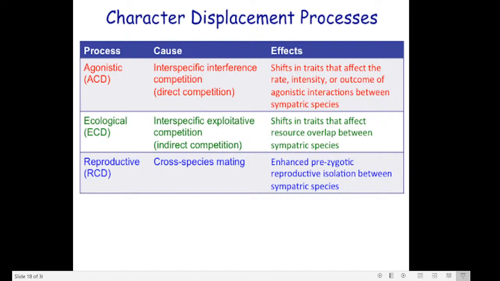Then reproductive is cross-species mating. Cross-species mating enhances the prezygotic reproductive isolation between the sympatric species. So of the three types, agonistic affects the rate, intensity and outcome. Ecological character displacement affects the resource overlapping. And reproductive character displacement enhances the prezygotic reproductive isolation. It's a very conceptual one, so please understand the concept.